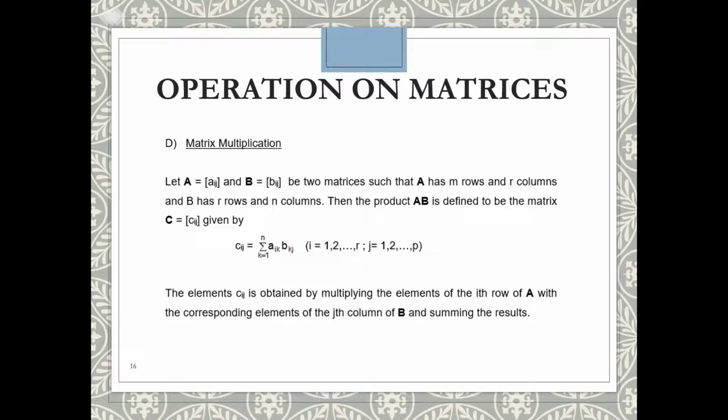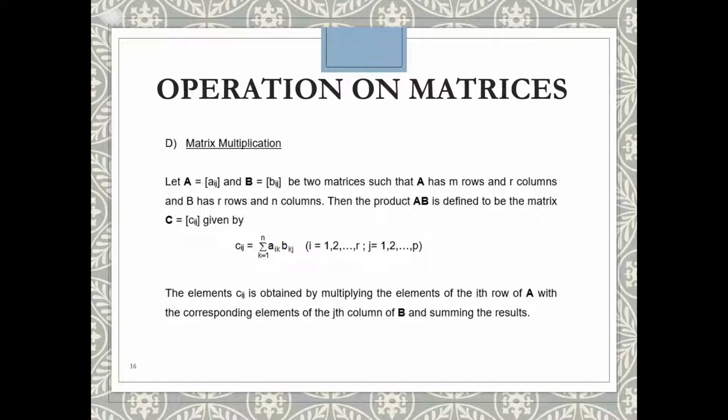Let's proceed with the next operation, that is on matrix multiplication. Consider two matrices A and B. A has m rows and r columns, and B has r rows and n columns. Then the product of AB is defined to be matrix C and given as follows. The size of the product AB is m by n.